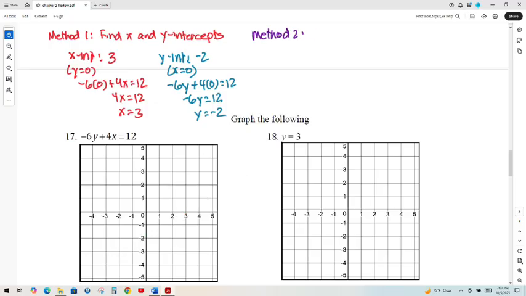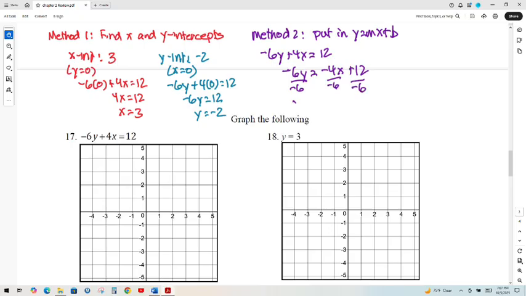Method 2. We would end up going into the form y equals mx plus b. So then what we would do is subtract the 4x from both sides, and then divide everything by negative 6, and we end up with y equaling 2/3 x minus 2. Plot the y-intercept, go up 2 over 3, find the next point, connect the dots, you have the graph. Now y equals negative 3. We know that's going to be a horizontal line right through at y equals negative 3.